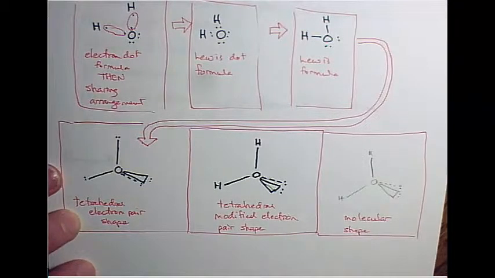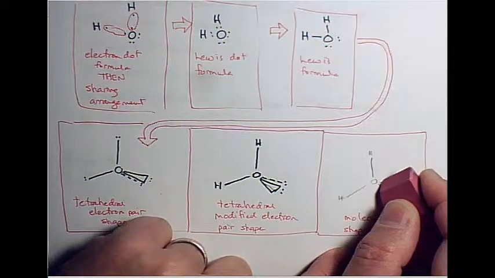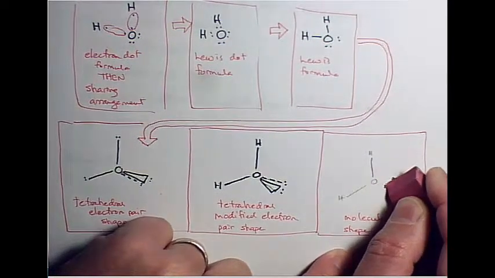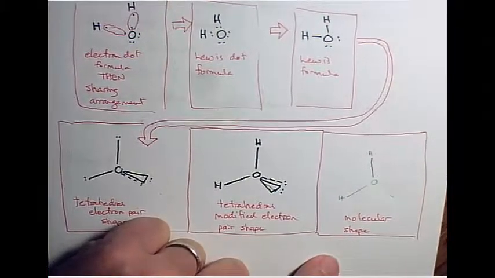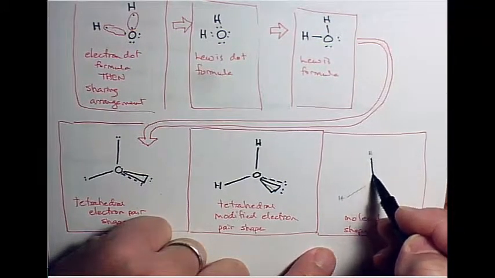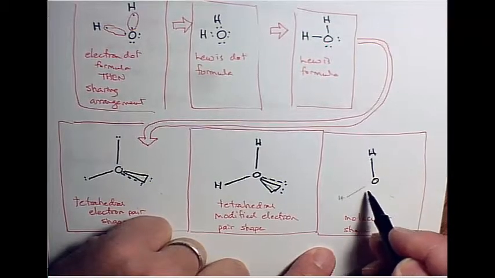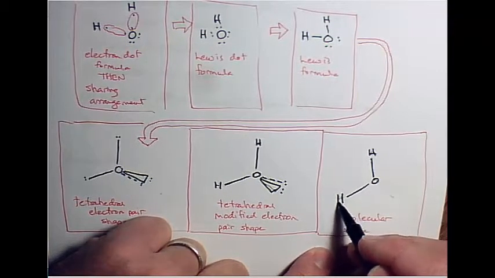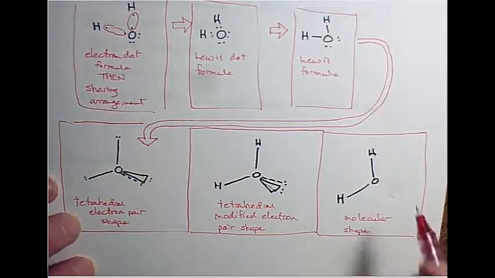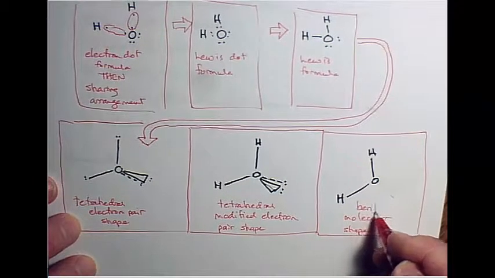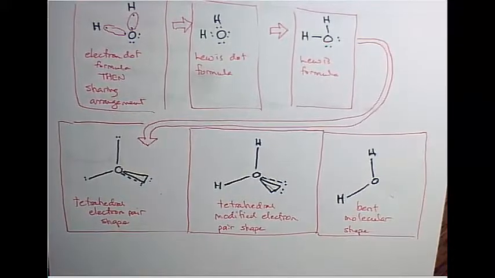So we redrew exactly the same thing, and we're going to erase the lone pairs. Okay? All right, now what we have left then is this with a hydrogen. There's the oxygen, there's the hydrogen. And we have, because we followed these steps, figured out that this is a bent molecular shape. Okay?